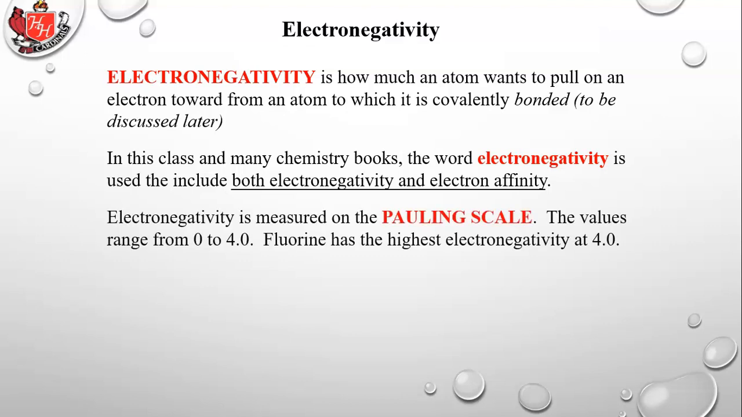Electronegativity is measured on the Pauling scale. The values range from 0 to 4.0. So fluorine has the highest electronegativity, and that's at 4.0. There's no unit of measure to it. It's just a numeric scale, 0 to 4.